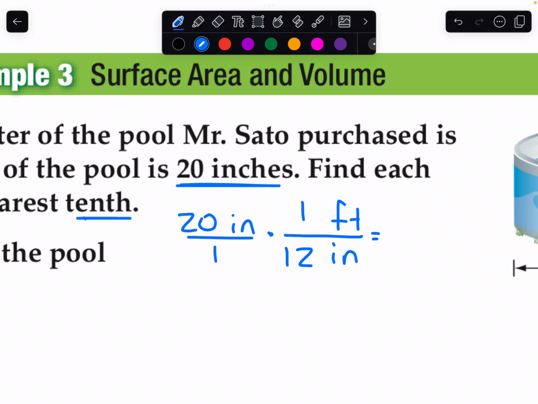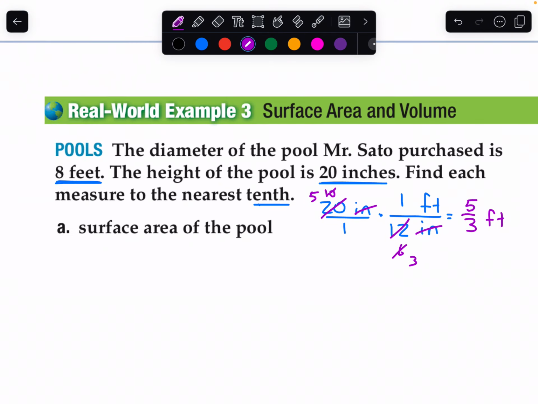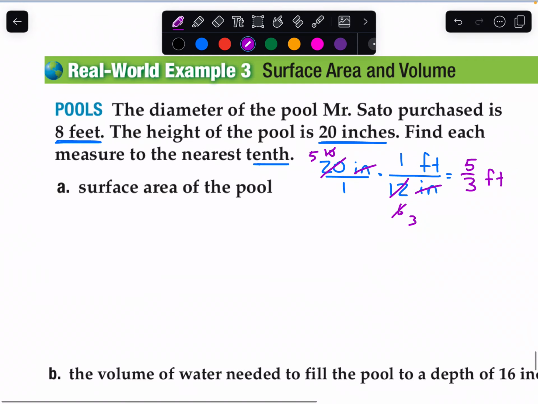20 divided by 12. Let's see. Half of 20 is 10. Half of 12 is 6. Half of 6 is 3. Half of 10 is 5. So we have 5/3 of a foot. And of course, the inches reduce as well. All right, 5/3 of a foot, or 1 2/3. Whatever. I prefer the improper fraction.